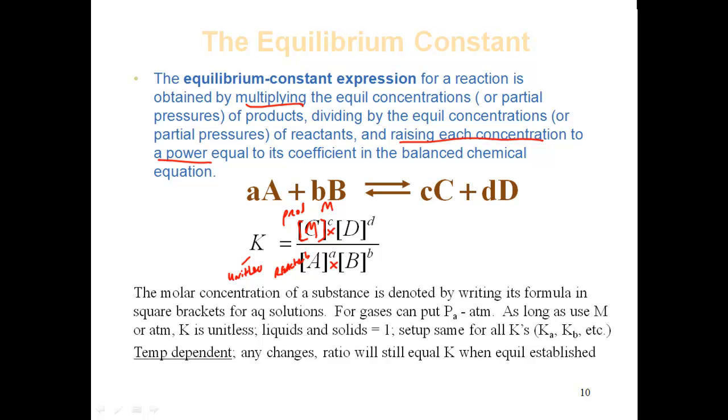This is the same setup that we're going to use for all the equilibria we talk about for the next couple of chapters. If I talk about Ka or Kb, that's just telling me it's an acid plus water or a base plus water. We're still going to do it the same way: products over reactants, each raised to their coefficient.